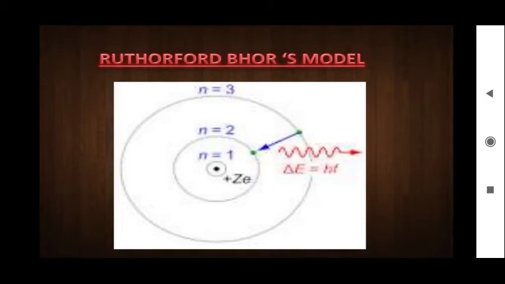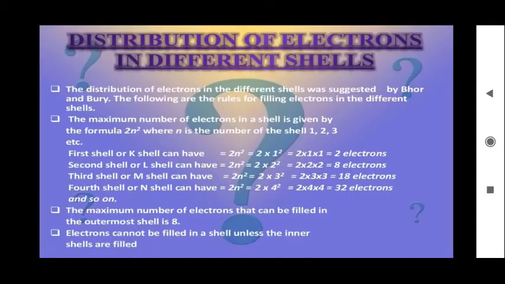So how many electrons can be there in each of the orbits? That is the next question. The distribution of electrons in different shells was suggested by Bohr and Bury. The following are the rules which should be followed. The maximum number of electrons in each shell is given by the formula 2n squared, where n stands for the shell number, that is K shell 1, L shell 2, M shell 3, and N shell 4. If you calculate it, you will get a maximum of 2 electrons in the K shell, similarly 8 in the L shell, 18 in the M shell, and 32 in the N shell.